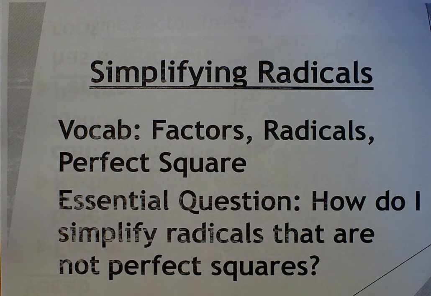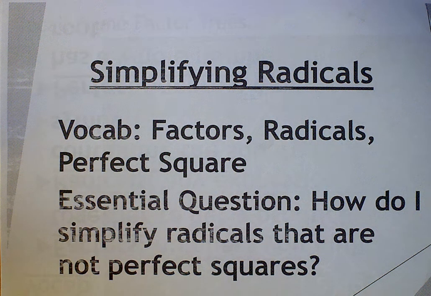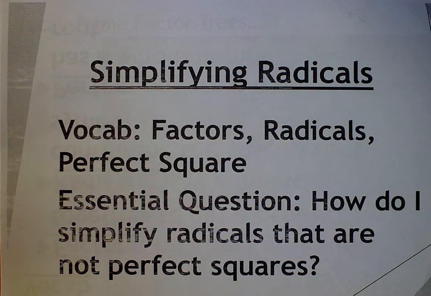Okay, so we're going to be simplifying radicals today. It ties into what we did yesterday with the prime factor tree. Some of our vocab words are factors, radicals, and perfect square. Our essential question: how do I simplify radicals that are not perfect squares? At any time in the video, if you want to pause it so you can catch up on writing, just go ahead and do that, because I'm going to try to go through this pretty quickly.